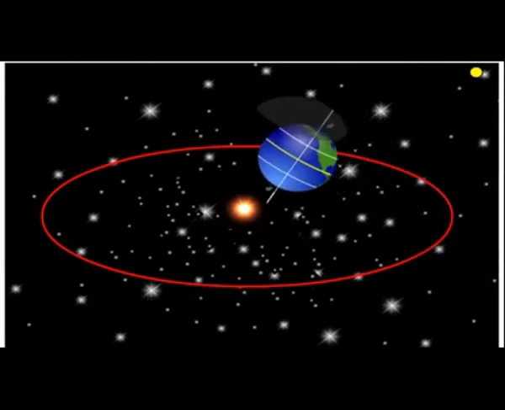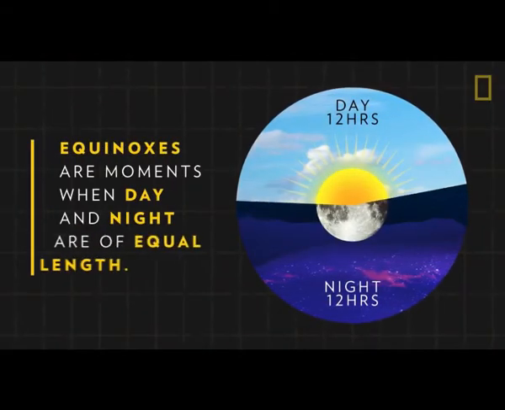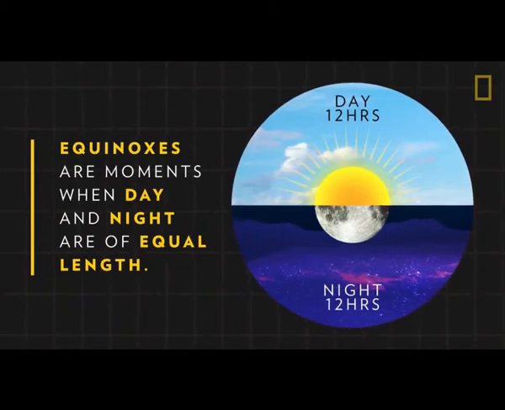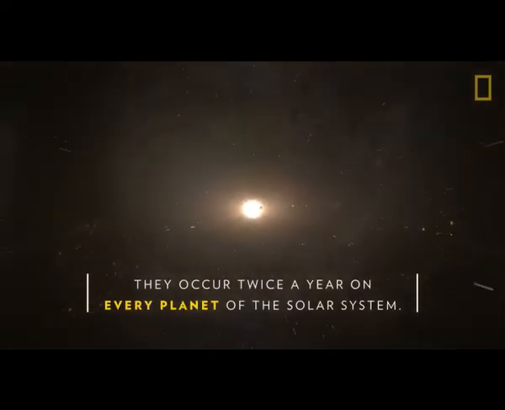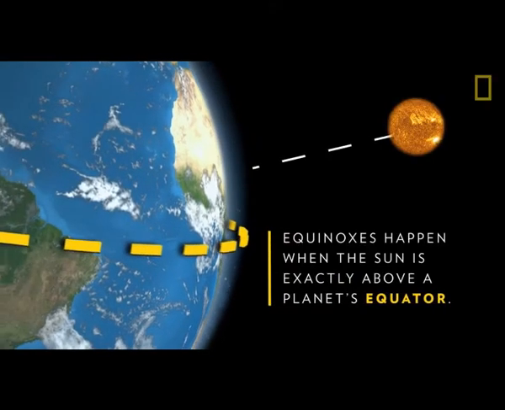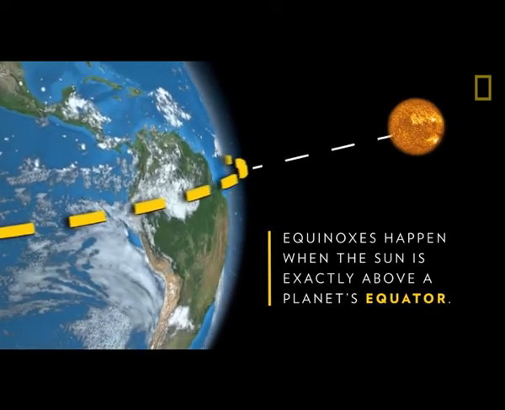Now let us see the next topic, that is equinox. So what is equinox? The time or date, that is twice each year, at which the sun crosses the celestial equator when day and night are equal length. That is on 22 September and 20 March in a year.